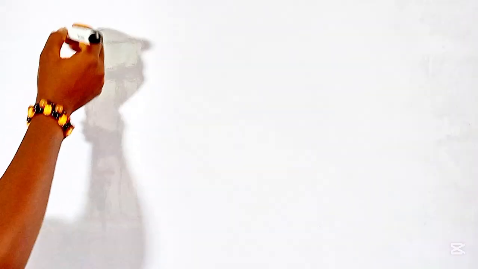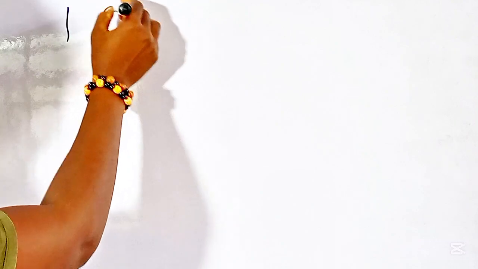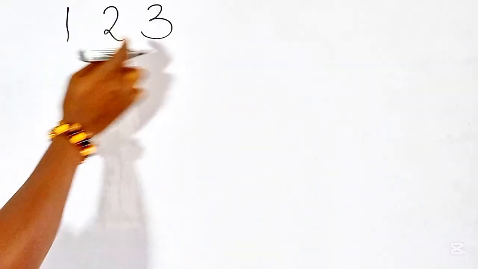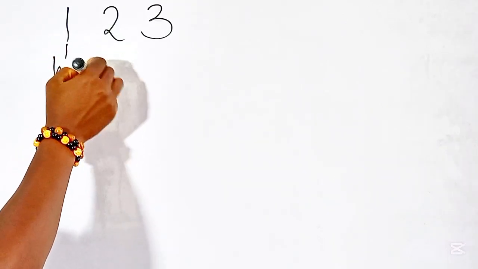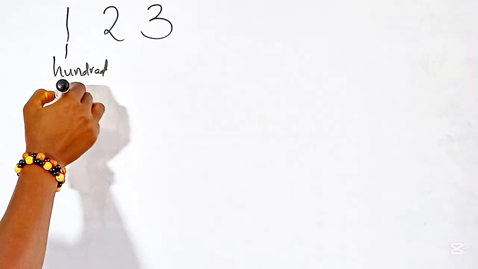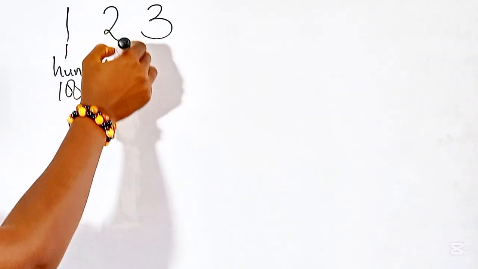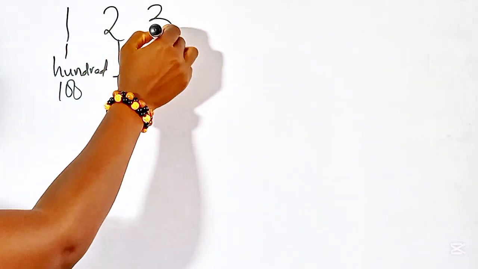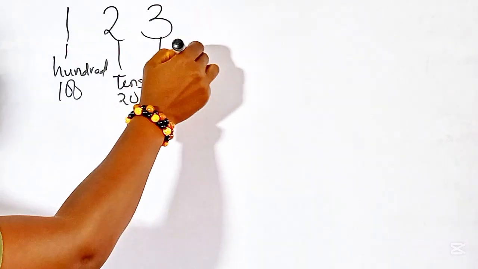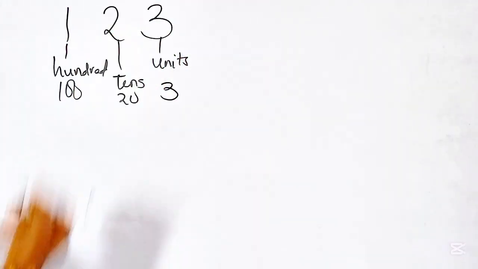So let's say we have 1, 2, 3, 123. In this number, the place value of 1 is in the hundreds place, and that is 100. 2 is in the tens place, that's 20, and 3 is in the unit place, and that is 3, right?